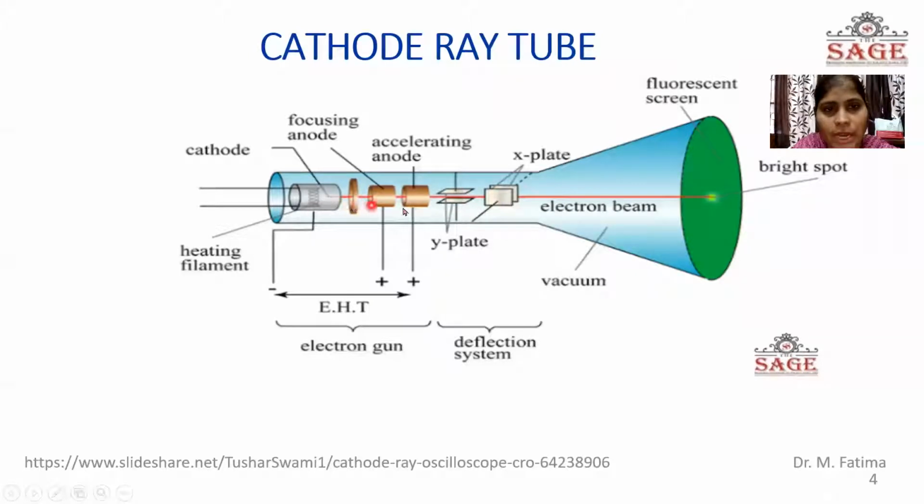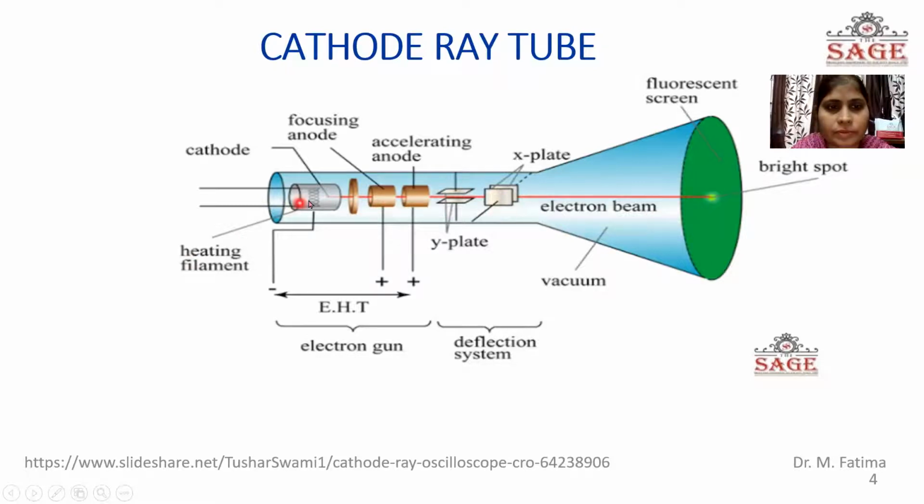This cathode and accelerating anodes come under the electron gun assembly, and Y plate and X plate come under the deflection system. All this is put in a glass tube, and this glass tube is evacuated. So a vacuum glass tube is taken to place all these things, and this is the screen of the CRO.